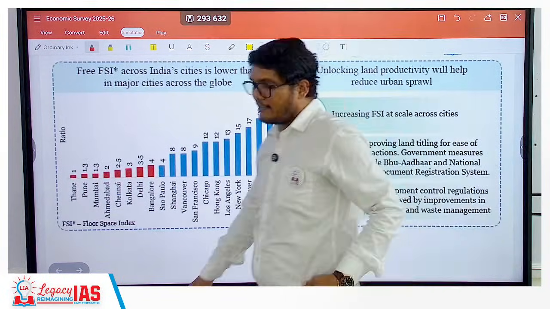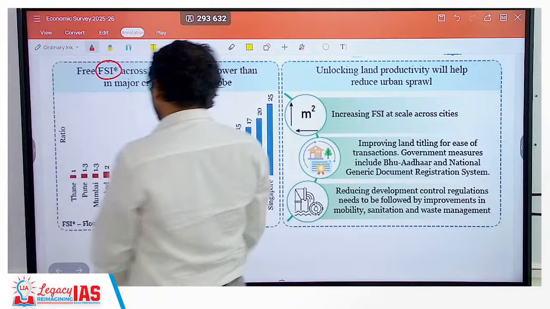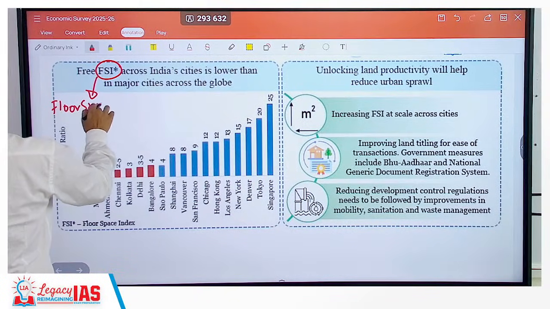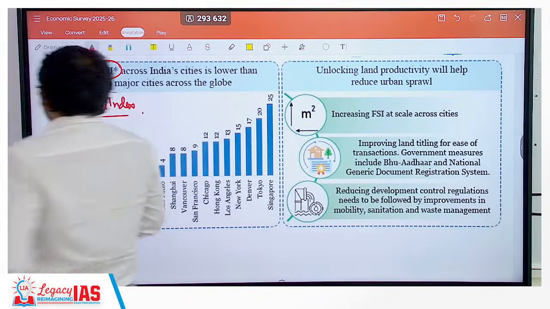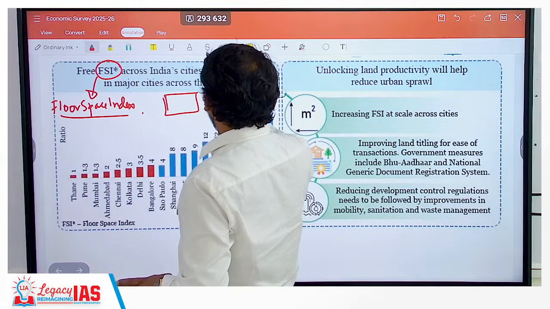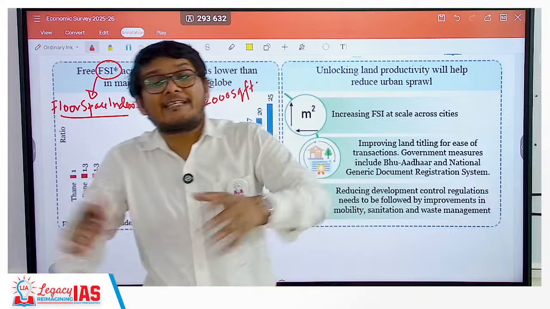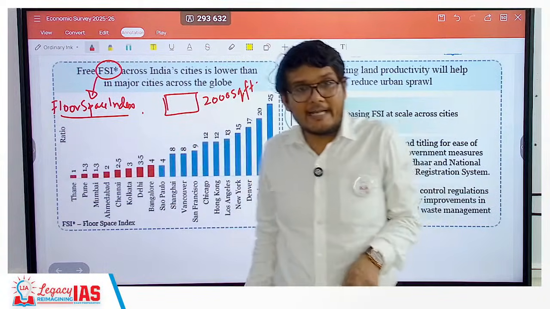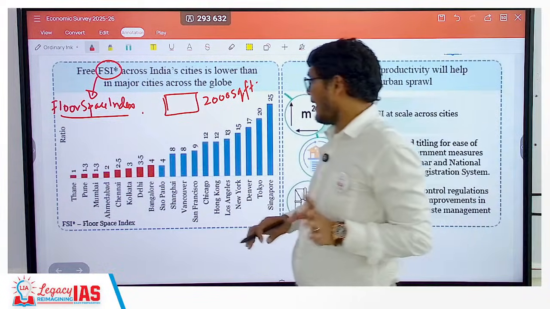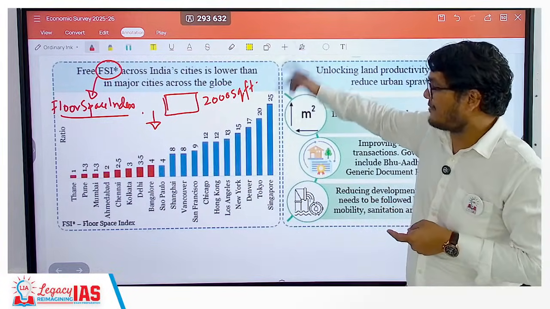Then one thing that the economic survey talks about that is really very interesting is the floor space index, FSI. See, what is this? You have, let's say, a land of 2000 square feet. Now, the floor space index means how much construction can you do on this land. So in India, you have to leave a lot of space and not much height you can go ahead. You may not be allowed to do that. As a result, the floor space index in India is less. Whereas in other countries, the floor space index is very high.